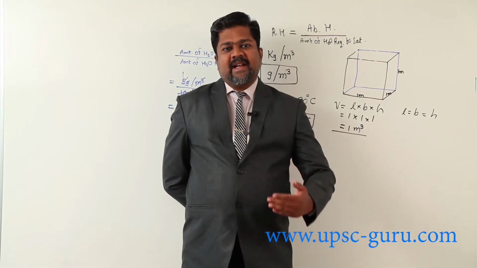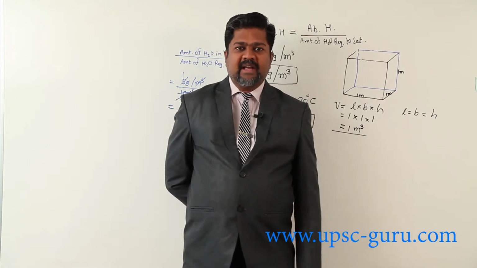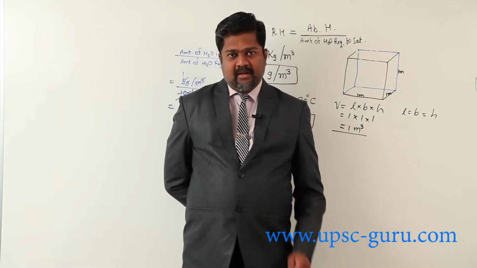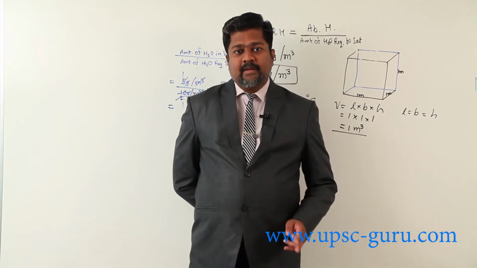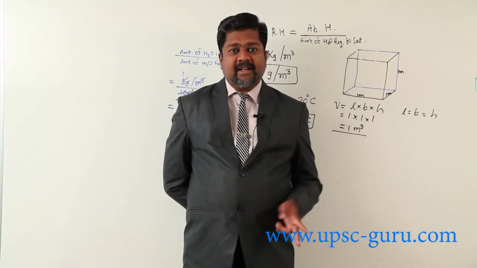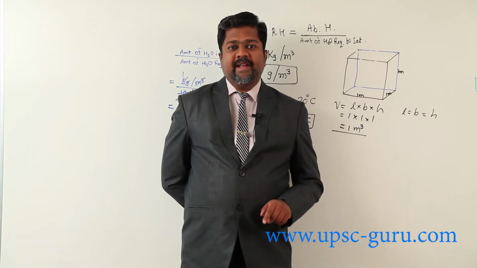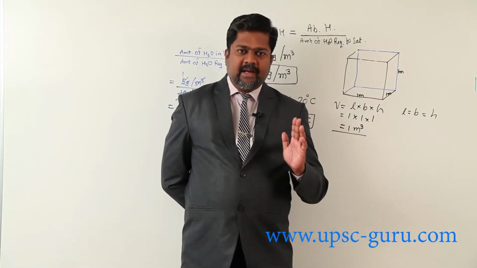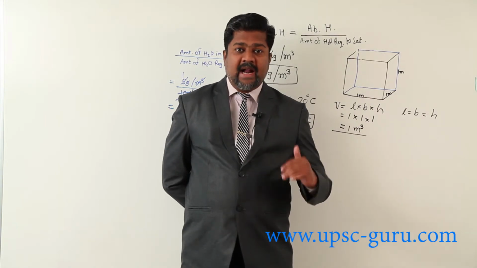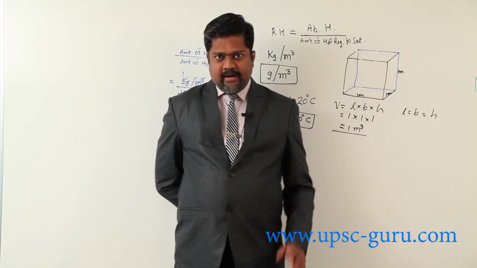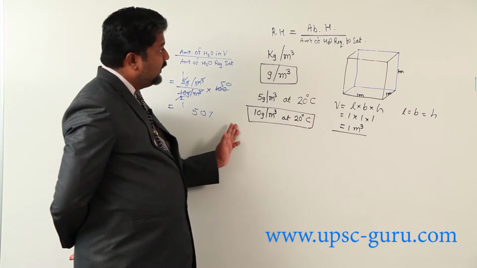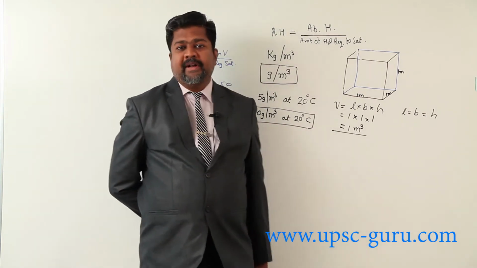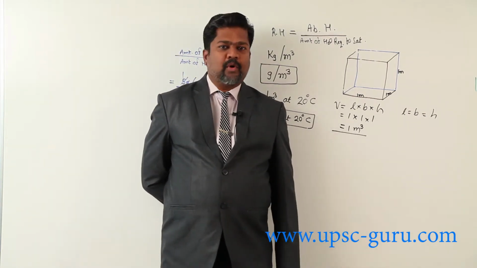Suppose you are staying in Delhi. We are saying the weather of Delhi is dry. The climate of Delhi is dry. What is the meaning that Delhi has a dry climate? That means relative humidity is less than 60%. Then the humidity is called dry, or the weather is called dry. So this type of relative humidity concept is important.